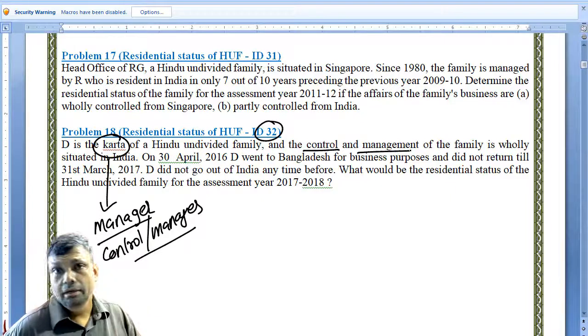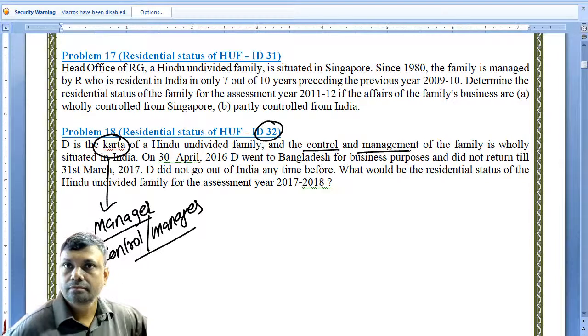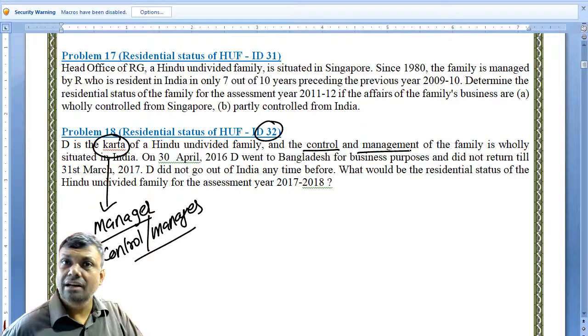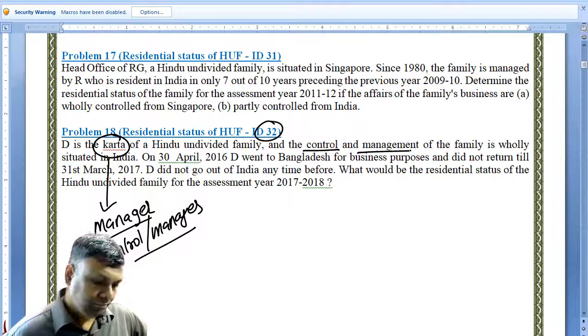So in order to decide resident or non-resident, you need the test of control and management for HUF. And for additional conditions, we will test it with the Karta. That's the method provided under the law. So that is something which you have to follow.